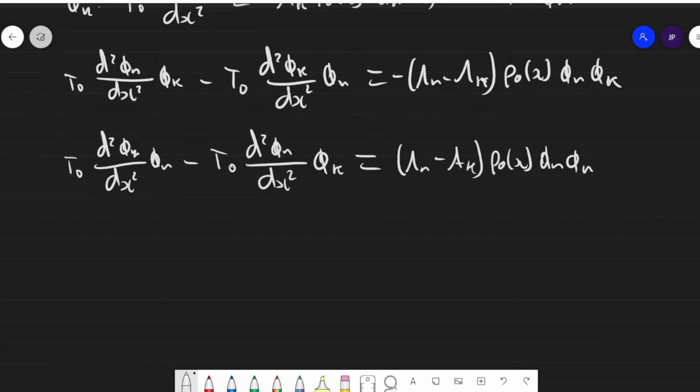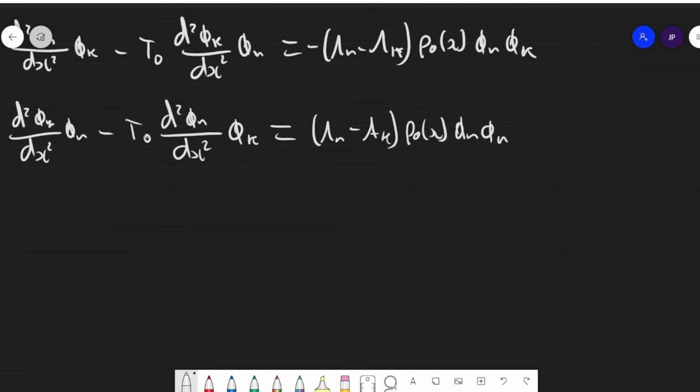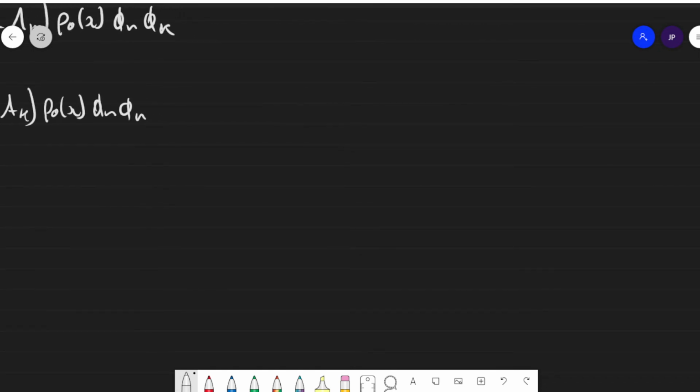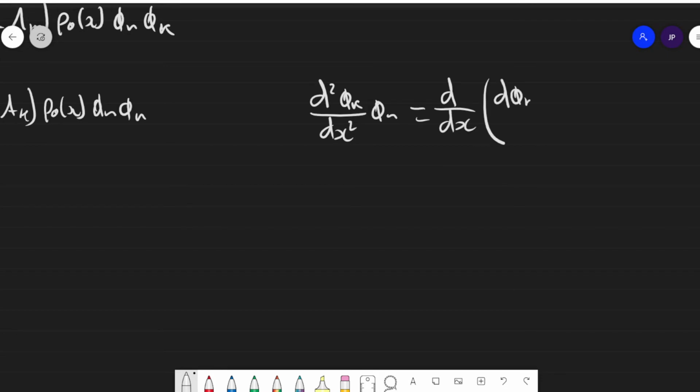Now I want to point your attention to these two functions on the left. So I can actually substitute them with the following. If you remember correctly, if I have a derivative like this, I have a second derivative of my k times my n, and I can actually substitute it with this. Minus, then I have to subtract this.